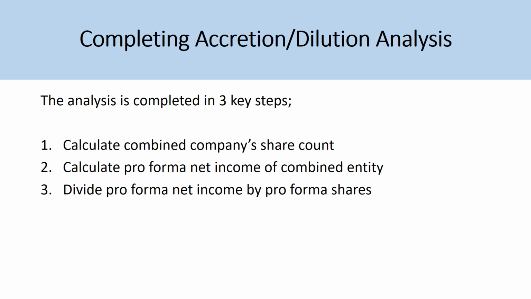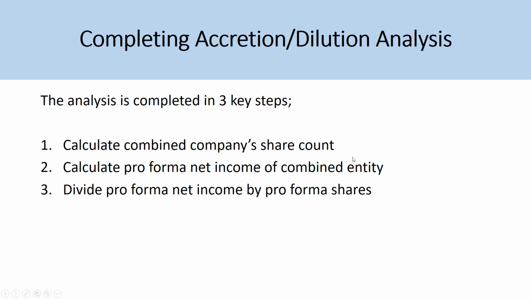Now, the accretion dilution analysis can be completed in 3 steps. Number 1, calculate the combined company's new outstanding share count. Then you calculate the pro forma net income of the combined entity when the transaction is completed. And then you divide that pro forma net income by the new outstanding share count. Now, this is very important.